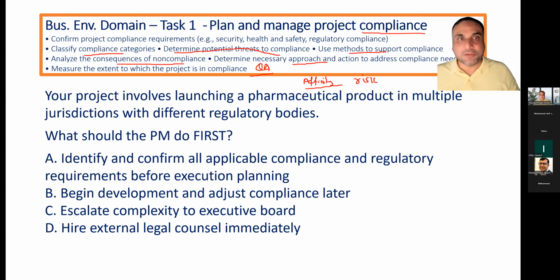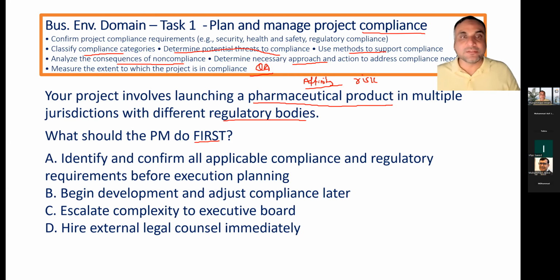Your project involves launching a pharmaceutical product in multiple jurisdictions. By default, when you read this word, you should have a red flag in your mind that very heavy compliance will be in action. FDA, HIPAA, and so on. There are so many regulatory words. What should the PM do first? Identify and confirm all applicable compliance and regulatory requirements.